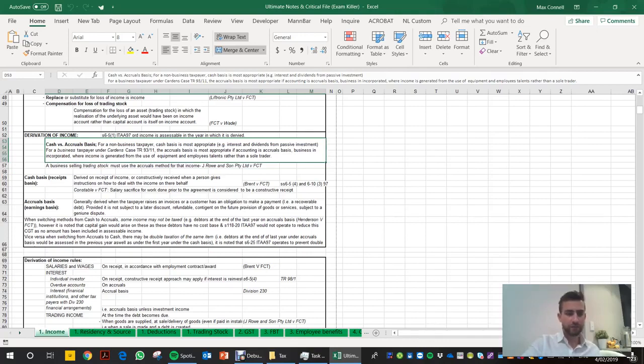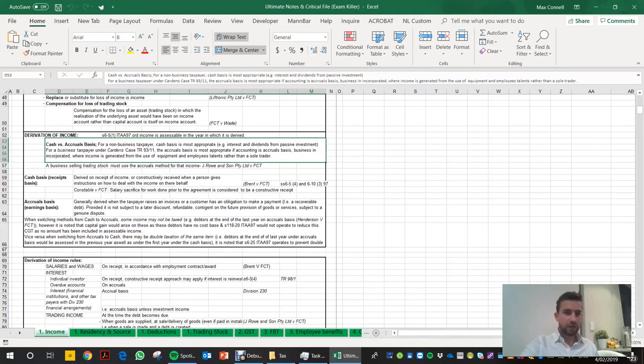the accruals method. The basic difference is when you recognize income. Do you recognize it when you get the cash, or when you've earned it? For example, when you issue an invoice, you haven't received the cash, but by issuing the invoice, you've earned that work because it's deemed to be collectible.